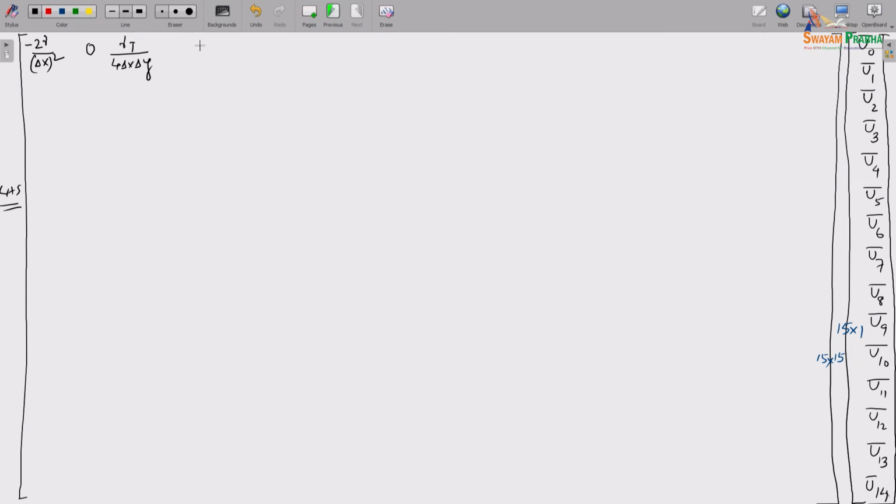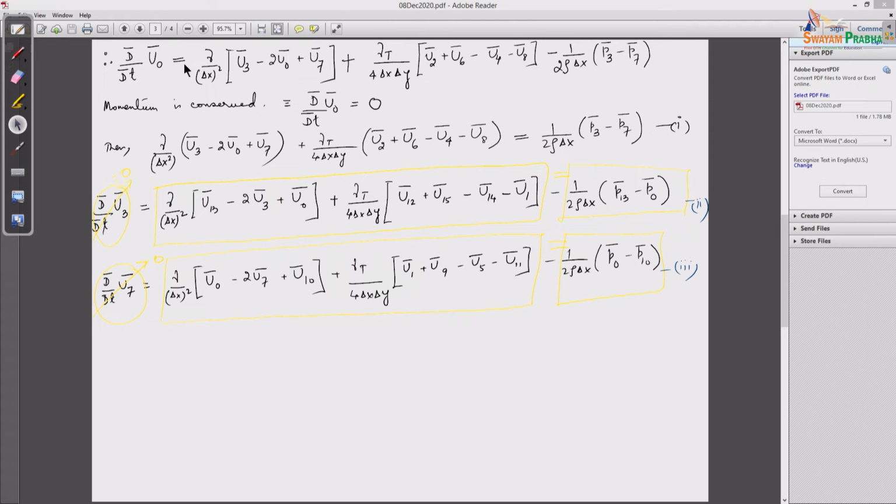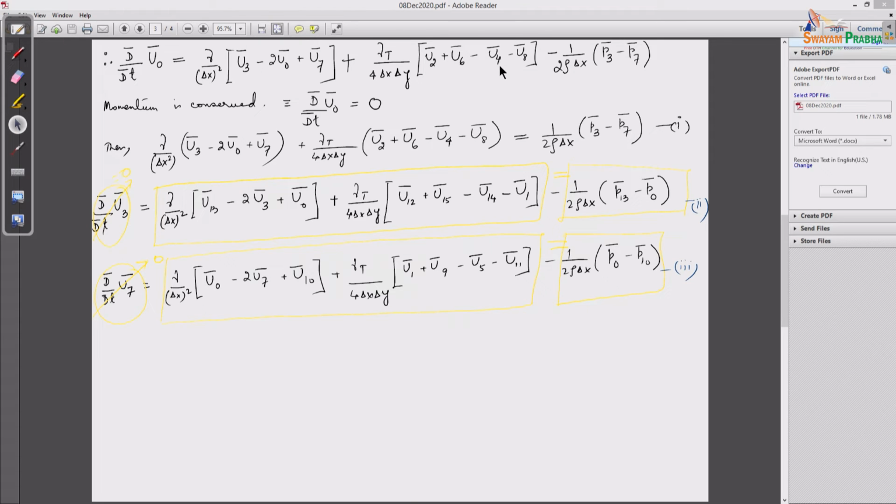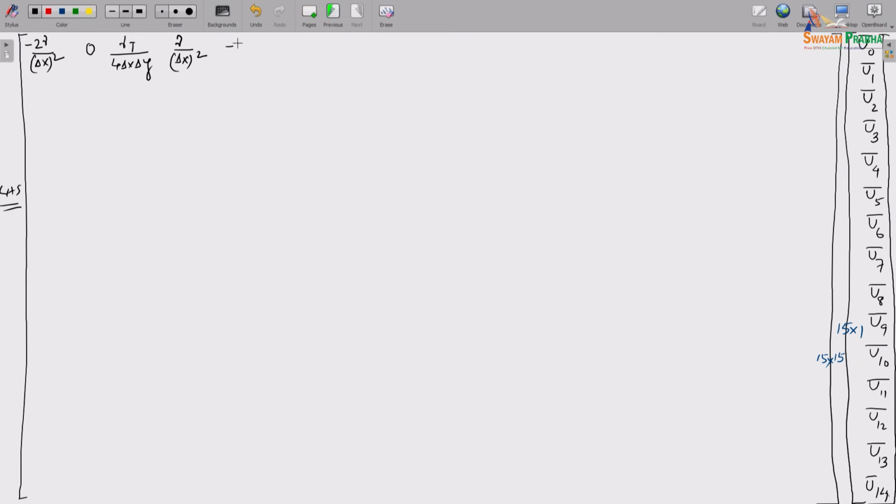This is for U2. Then let us see what U3 is. U3 also is nu by delta x square. Then U4, do we have a U4 here? Yes, we do. It is minus nu t by 4 del x del y.